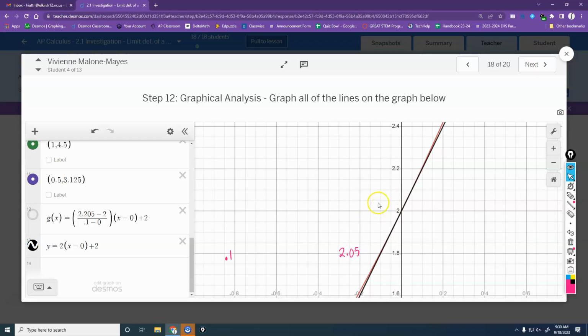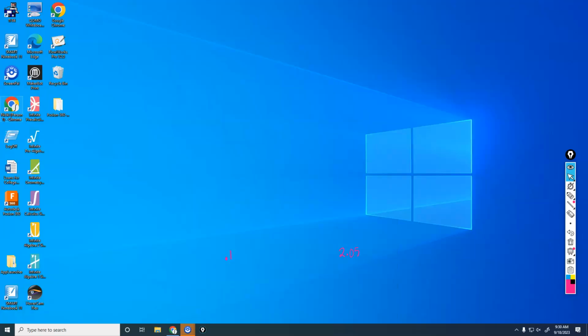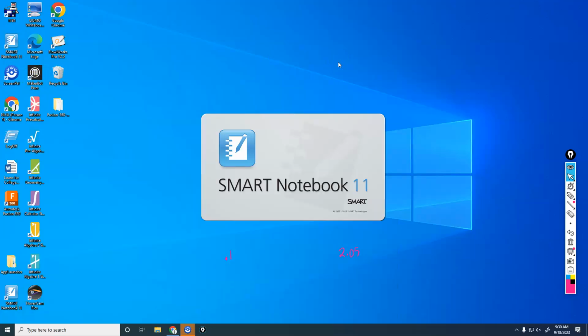So let's talk about what we just did right there a little bit. Because this was for one specific function, right? One specific function. But we would like for this to apply for any function. Okay, so first of all, we were really looking at slope for this, right?